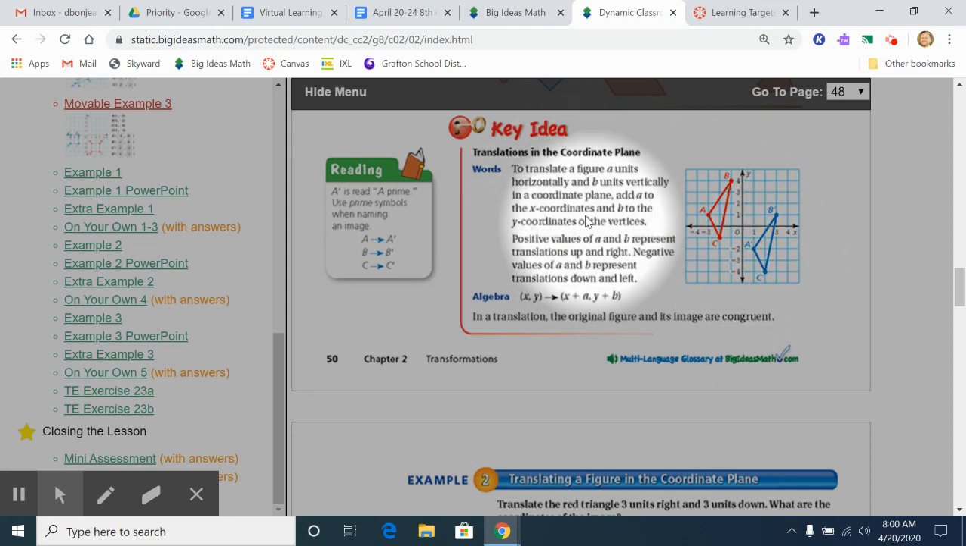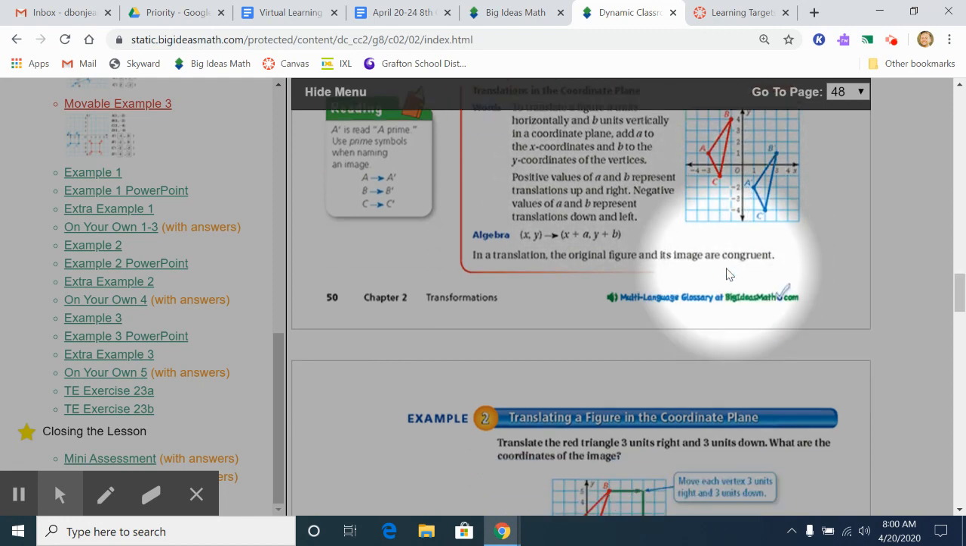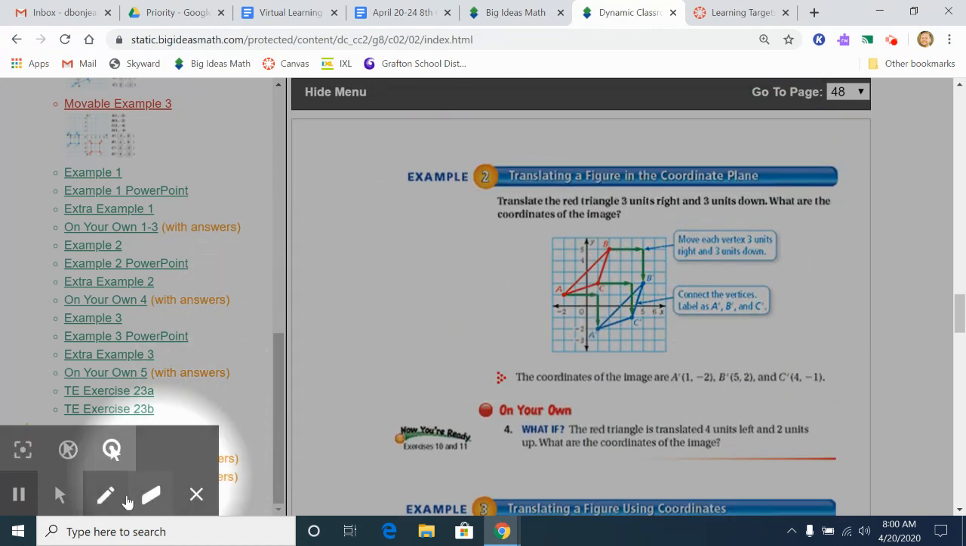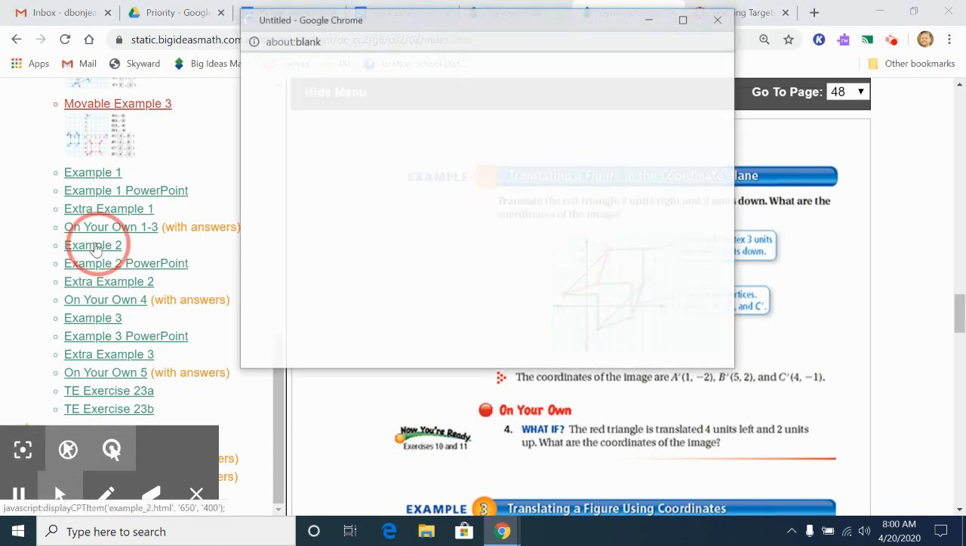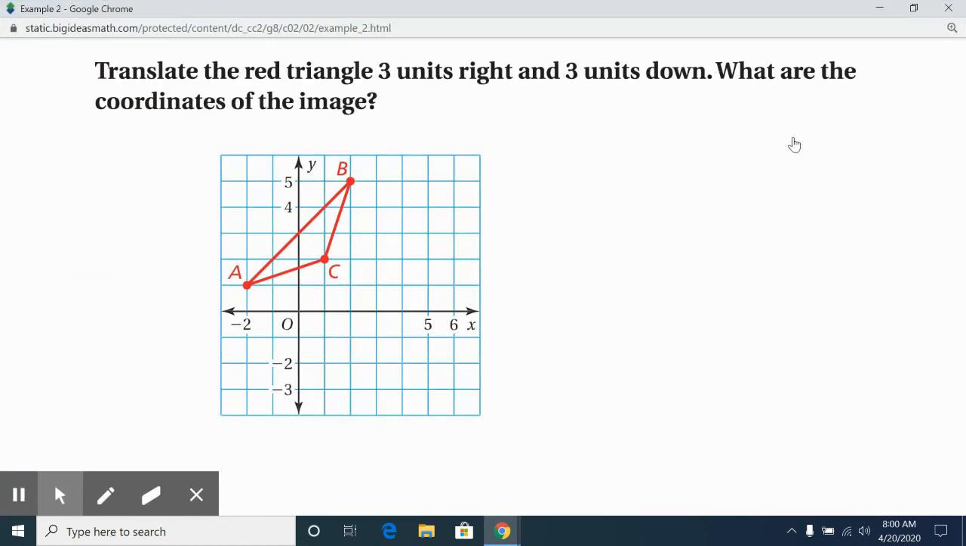So again, we're going to kind of skip this key idea here. It's confusing. So I'm going to show you something now, how to do this. A couple ways, all right? So example 2, again, we're physically getting into now actually translating one of these figures the way that the book tells us to, okay? So again, I'm going to show you 2 ways we can do this.